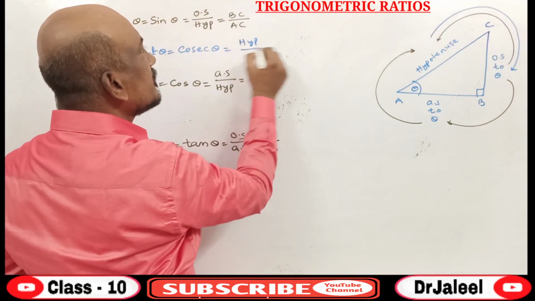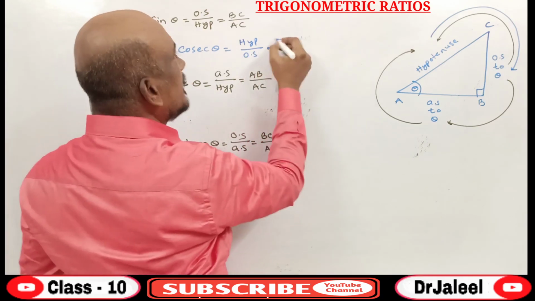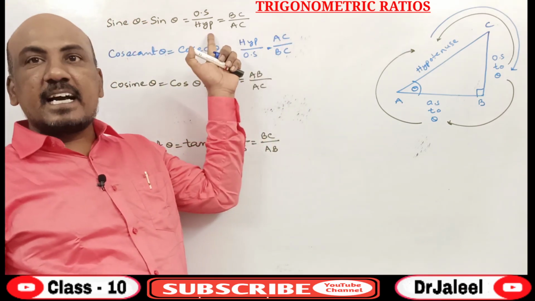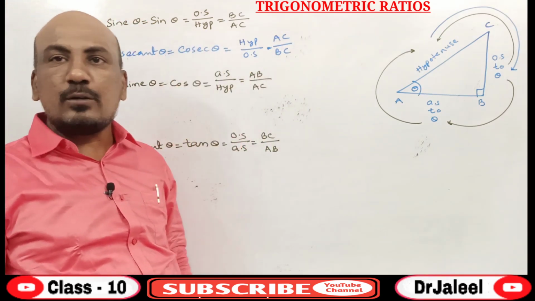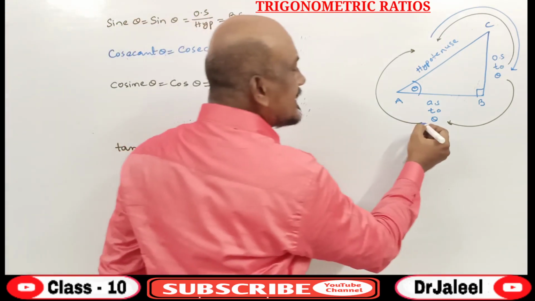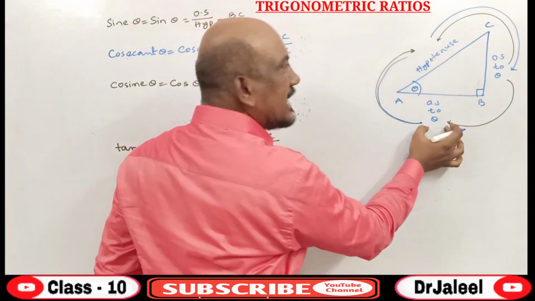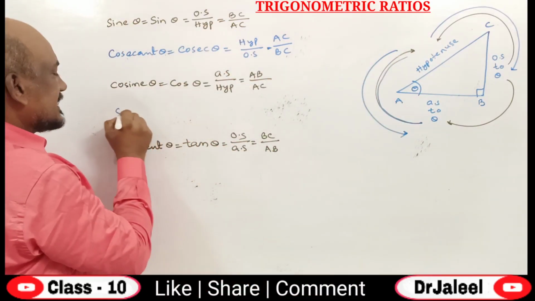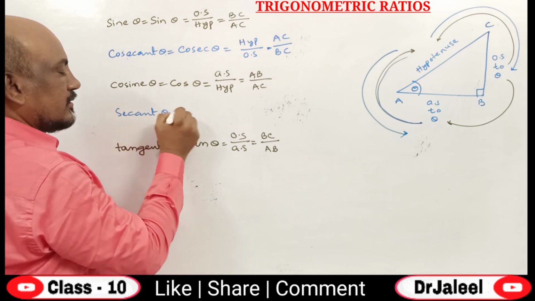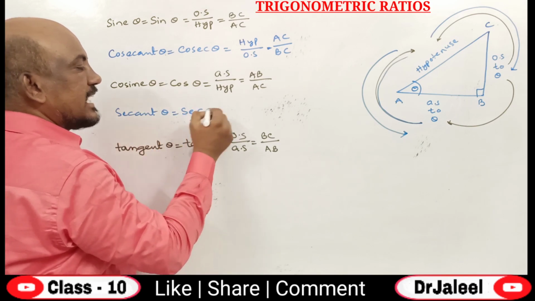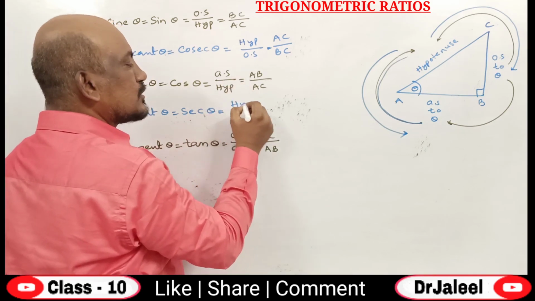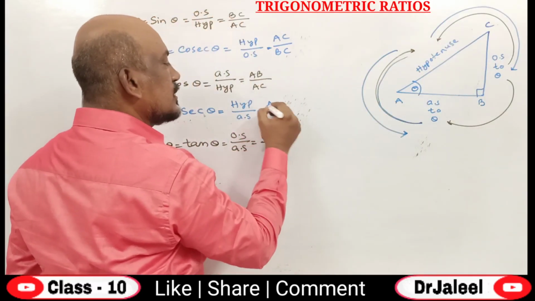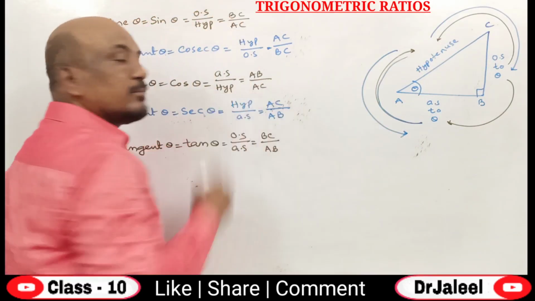Hypotenuse by opposite, that is nothing but AC by BC. So children, here sin theta and cosec theta both are reciprocals to each other. Then cosine, what was cos? Cos was adjacent by hypotenuse. Then what is hypotenuse by adjacent? It is going to be secant theta. Secant can be written in short as sec theta. That's nothing but hypotenuse by adjacent. Hypotenuse is AC and adjacent is AB. So it is AC by AB.